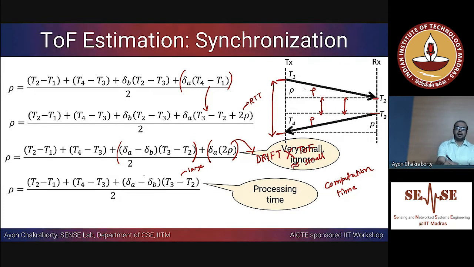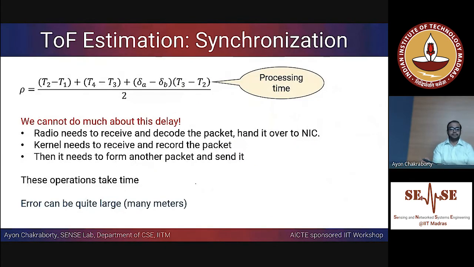Even though these drifts are there, at least we have taken a difference of drifts, which makes this quantity very small. But T3 minus T2 could be large. There will be some computation that you are doing, and this computation might not be done in a few microseconds. It might take more than that. So it is a function of the processing time in one of the nodes, and you will have ranges being computed as a function of the processing time. We should not ideally be allowing that.